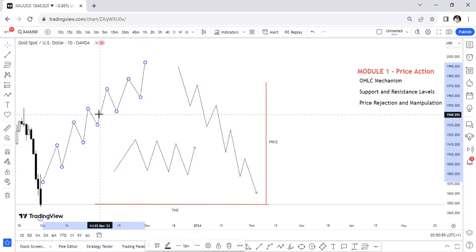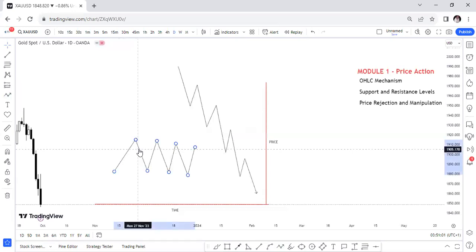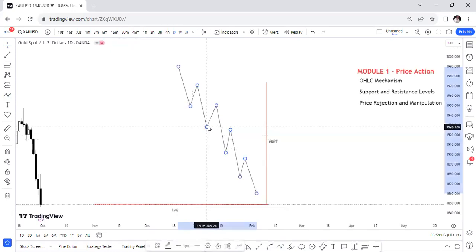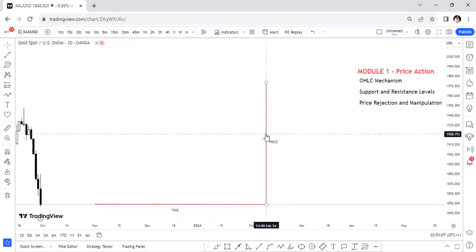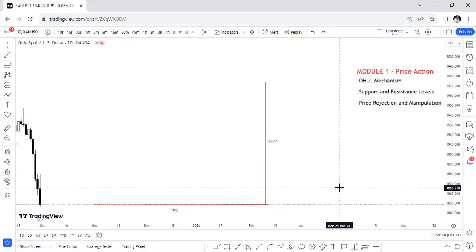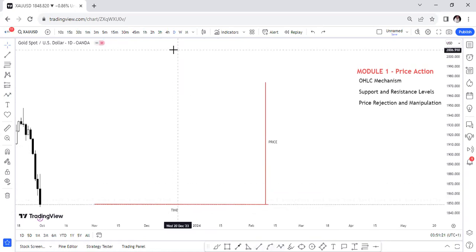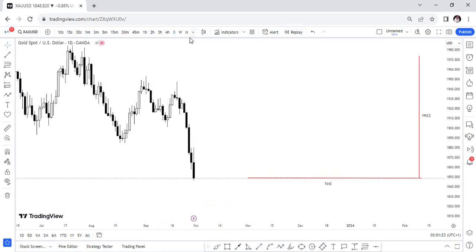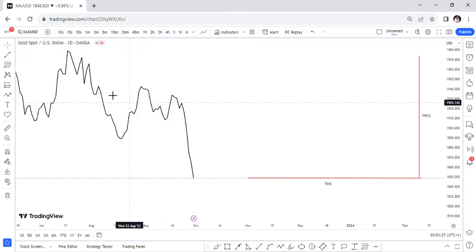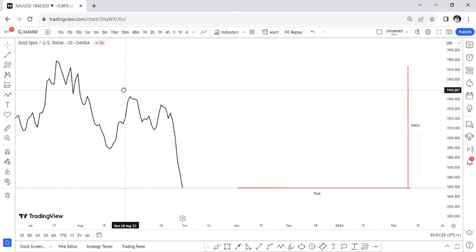Now, how is this information represented in our trade charts? In technical analysis we have two types of charts. We have the line chart, and then we have the candlestick chart.